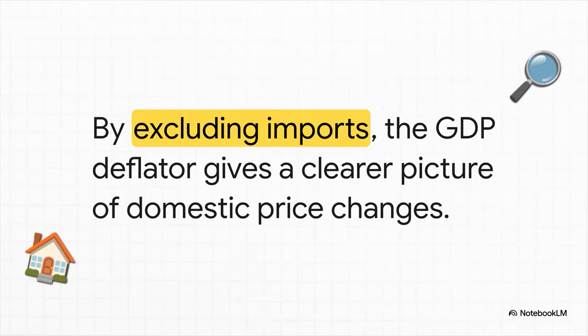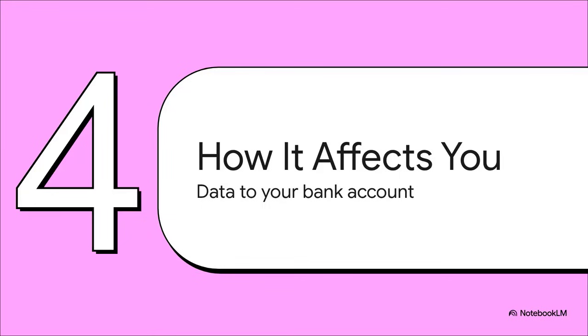What this means is that by taking those cheaper imported goods out of the equation, the GDP deflator can actually give us a much sharper picture of the price pressures happening right here in our own backyard. It zeroes in on the cost changes for local stuff, like housing and services, the very things we tend to feel the most.